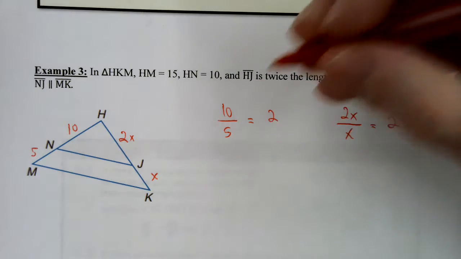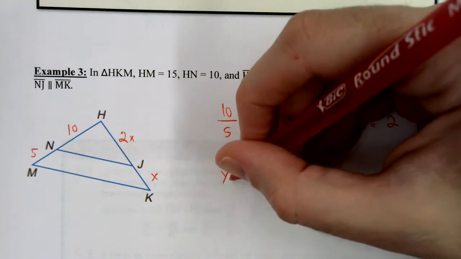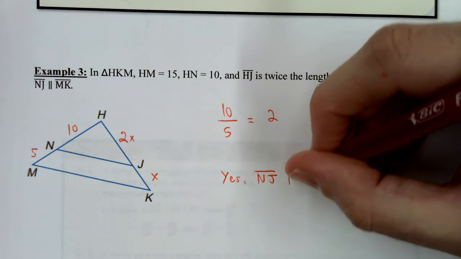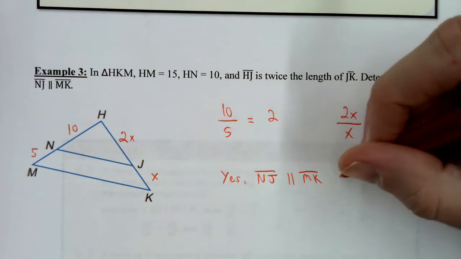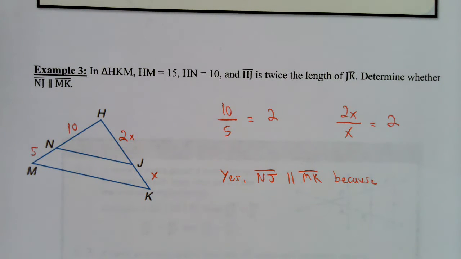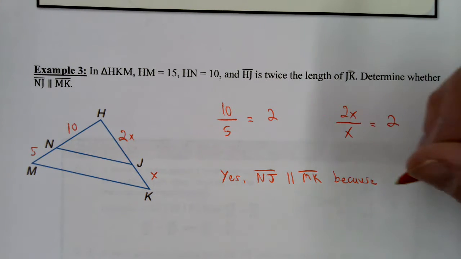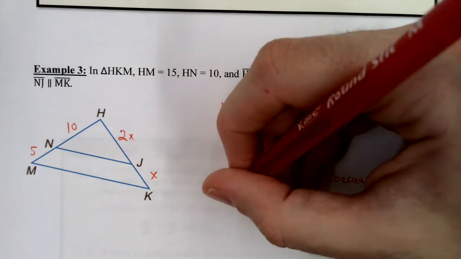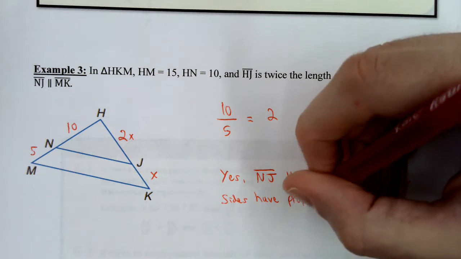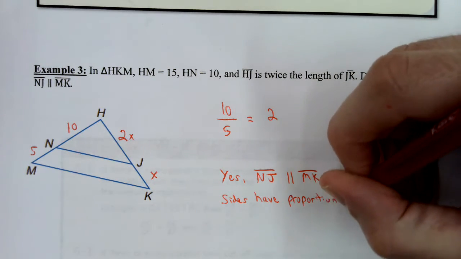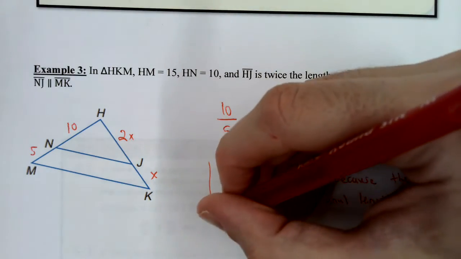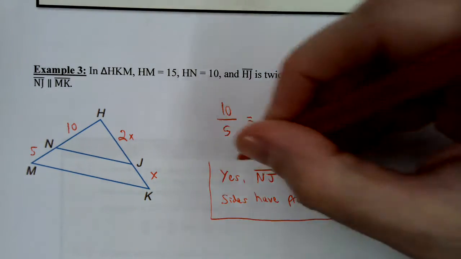So I'll say yes, NJ is parallel to MK, and I'll explain why. Because the sides have proportional lengths. Or the sides are proportional. Okay?